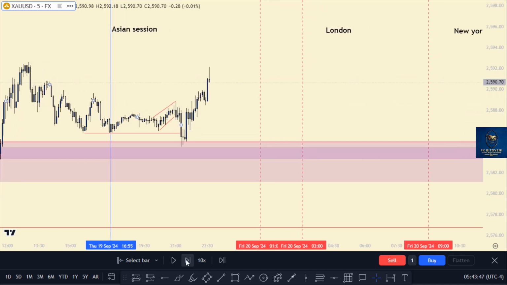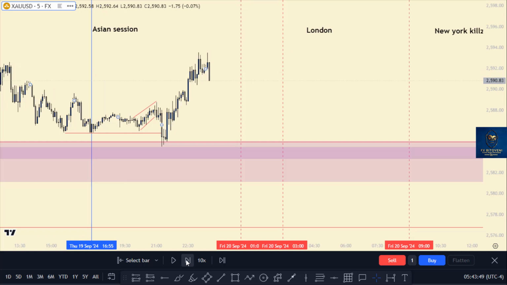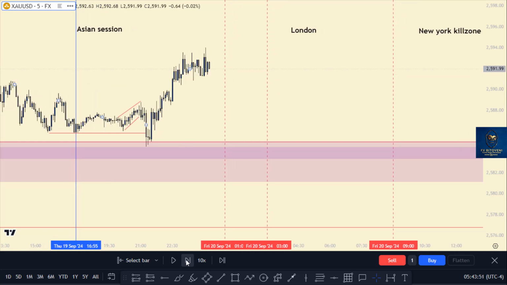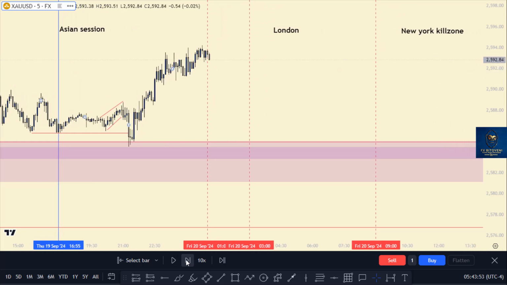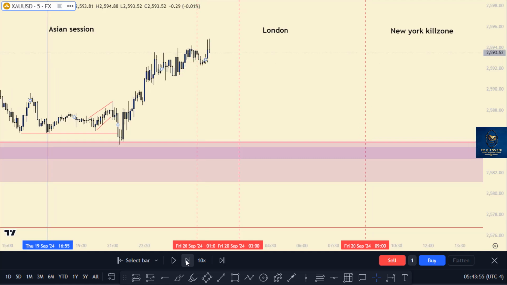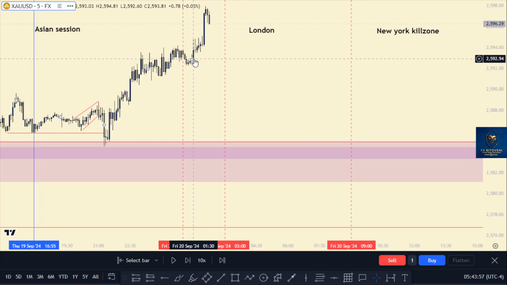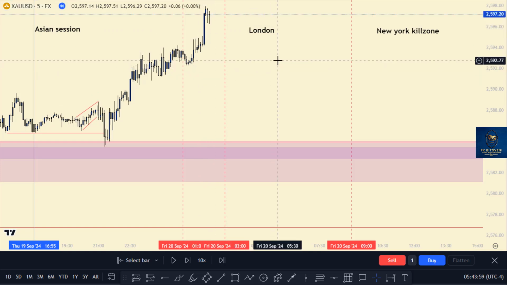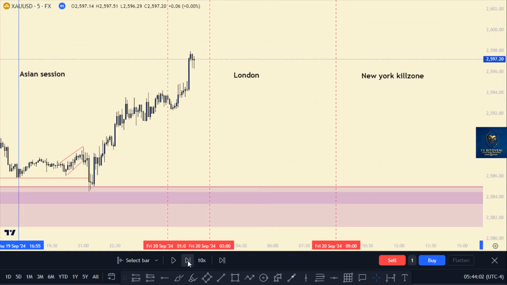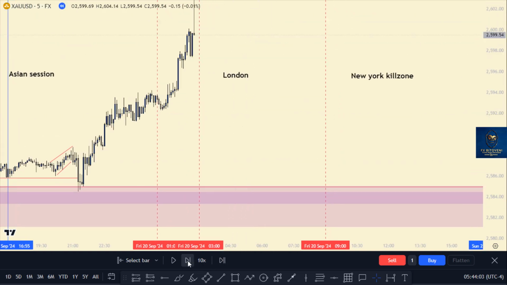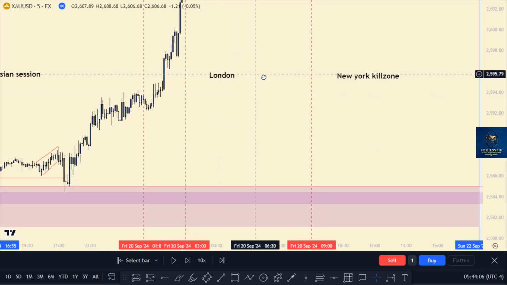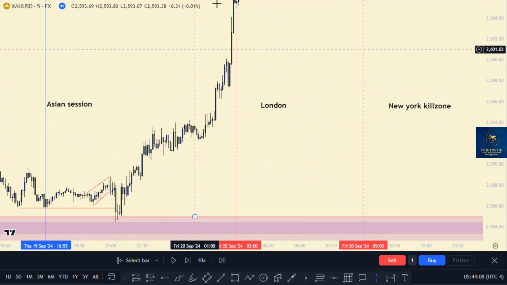Price moving. Asia, liquidity is being created. Asia, what happens? Frankfurt. This is the Frankfurt session. Then we move on to London. You see strong momentum during this session.